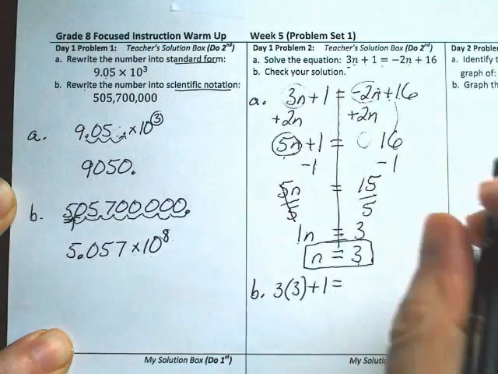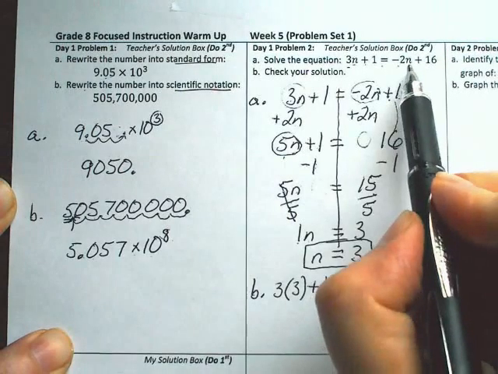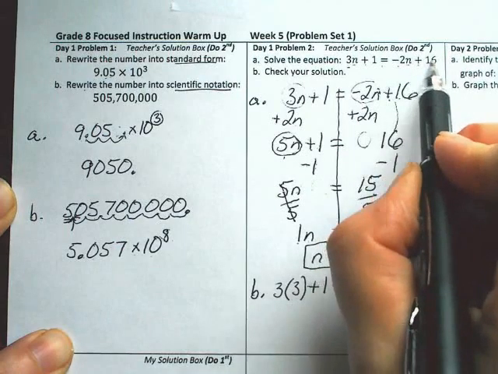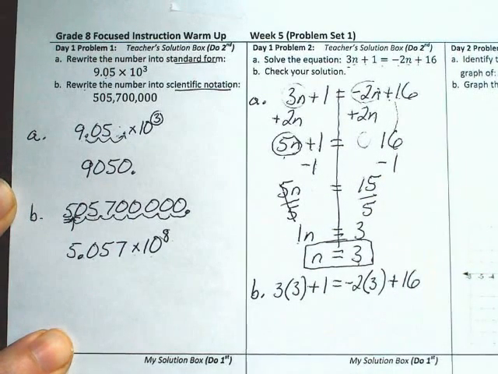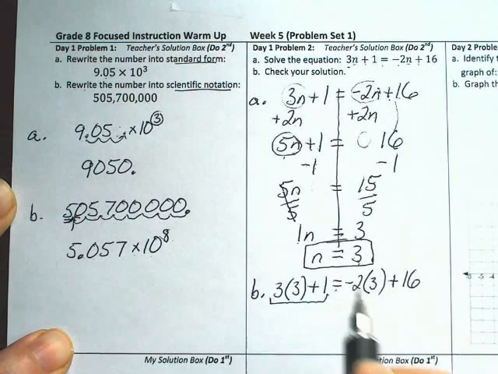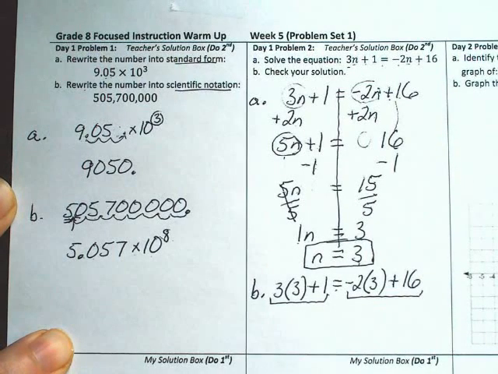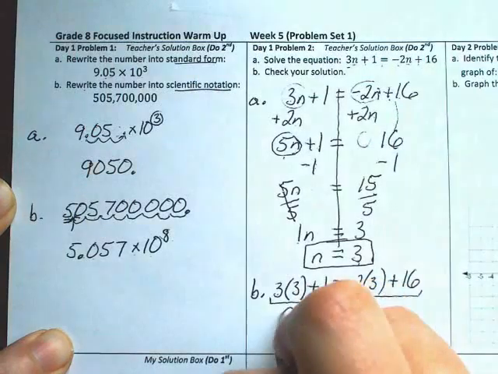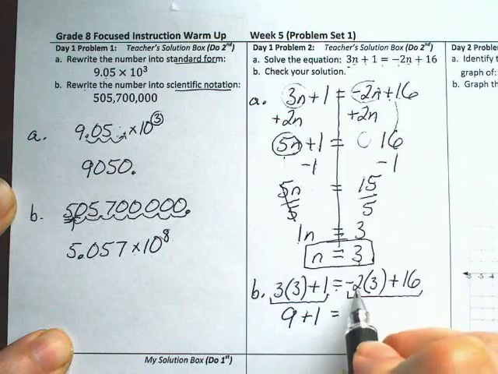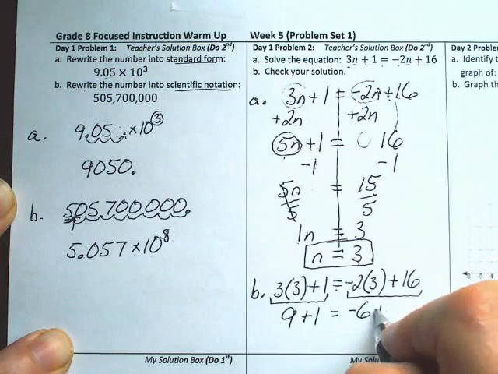equals, now over here, negative 2 parentheses, for the letter n, fill in 3, and plus 16. So does this expression to the left of the equal symbol really equal this expression, which is to the right of the equal symbol? 3 times 3 is 9, then plus 1. And does that equal negative 2 times 3 is negative 6, and then plus 16.